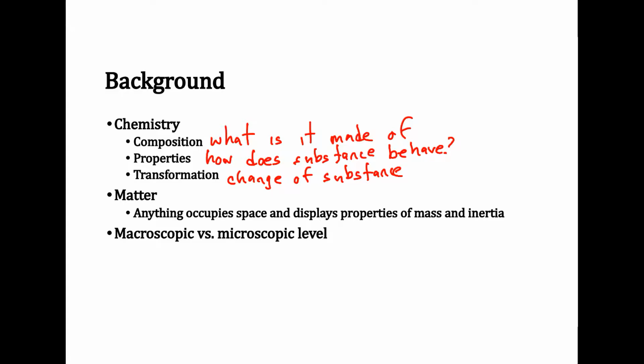Well, it's going to be matter. And we define matter as anything that occupies space and displays properties of mass and inertia, which we'll get into more later. So there's two different levels that we start to encounter things in this class. We look at the macroscopic. And so whenever we look at the macroscopic level, what we're talking about is that it's large enough to actually be sensed or measured directly.